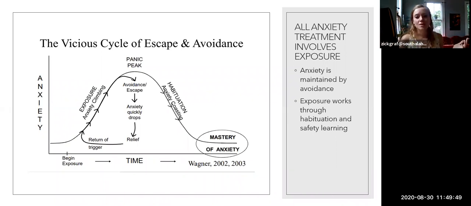So exposure works through habituation and safety learning. Avoidance prevents both of those things from happening. If you escape from your anxiety before it reaches its peak, you don't give your parasympathetic nervous system a chance to do its job and downregulate your sympathetic nervous system. And you don't give yourself the chance to learn through conditioned associations that you can be calm and you can experience parasympathetic activation and downregulation in the presence of the stimulus that causes anxiety, in the presence of the conditioned stimulus.